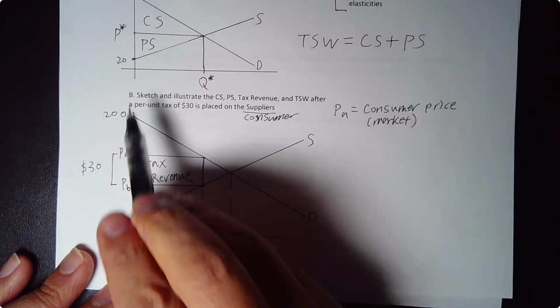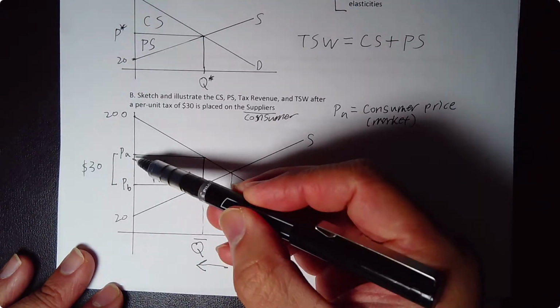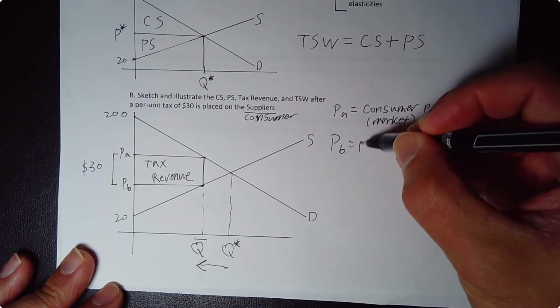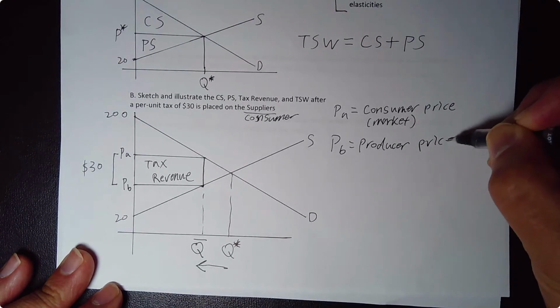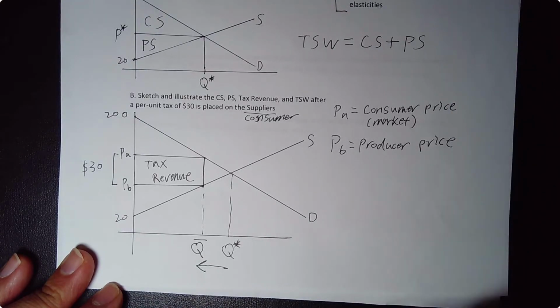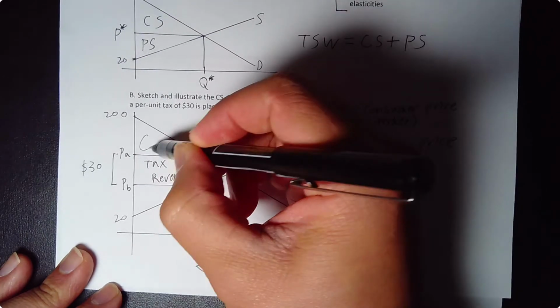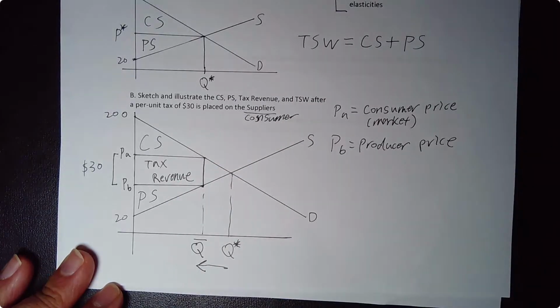Now, before there was only one price, but because now there's a tax involved, the government takes their cut of $30. So PB is the producer price, or the amount that the producer gets. After that, consumer surplus and producer surplus are now these new, slightly smaller triangles.